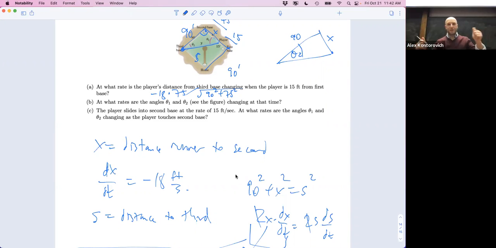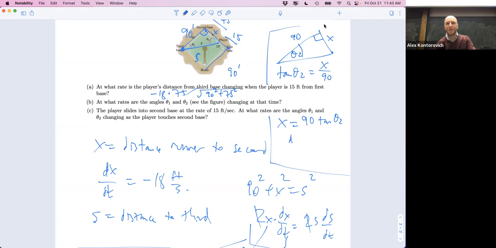Okay, let's do it. So what's the relationship between theta 2 and x? I'm getting tan of theta 2, because it's opposite over adjacent, x over 90 feet. So I put the 90 on the other side. x is equal to 90 tan theta 2, and this is in feet. So now I differentiate both sides with respect to t. This was part A, this is part B that we're working on.